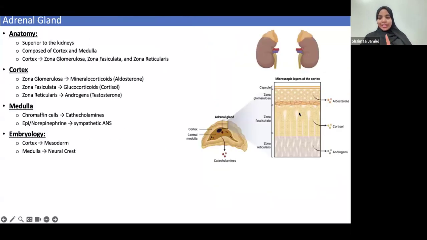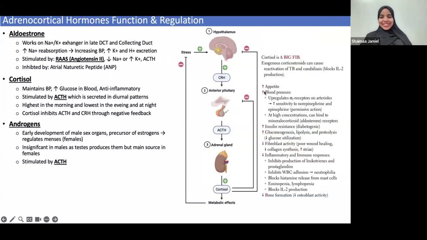Okay, so cortisol is in the zona fasciculata and aldosterone is in the zona glomerulosa. And it's stimulated by ACTH. And as we said, the ACTH is secreted in the pulsatile diurnal pattern. As we said, it's high in the morning and low in the evening. And then cortisol itself is going to inhibit ACTH.